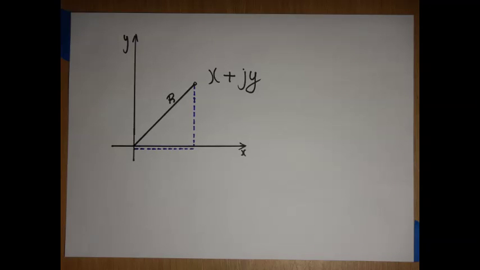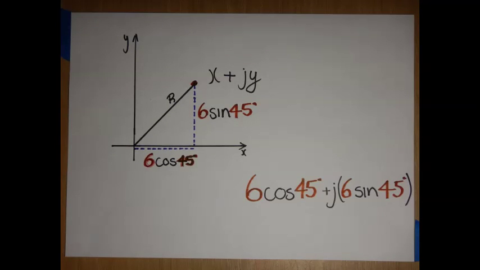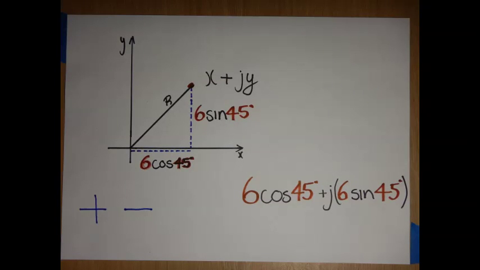In rectangular format, the wave is represented as a complex number. To obtain this, you're gonna need to convert to polar first. Then use those values. The values are found using simple trig, where x is r cosine 45 and y is 6 sine 45. This form is used in addition or subtraction of sine waves.